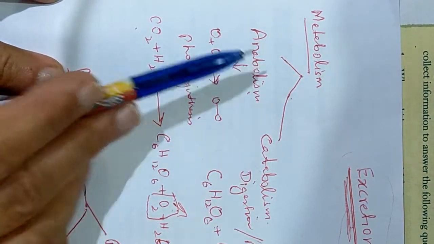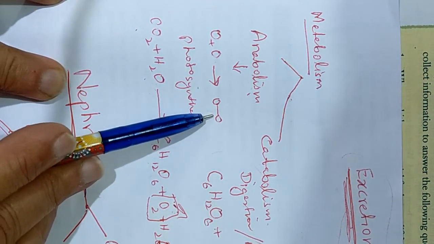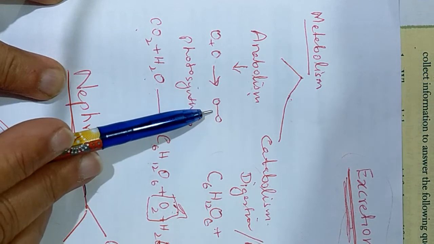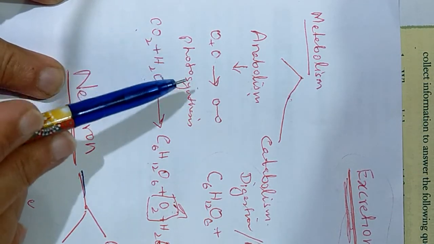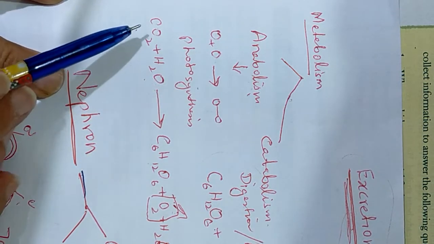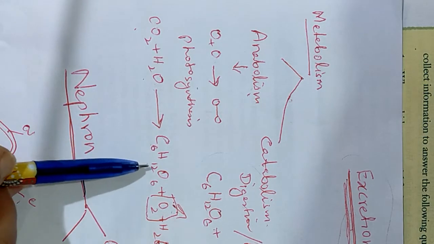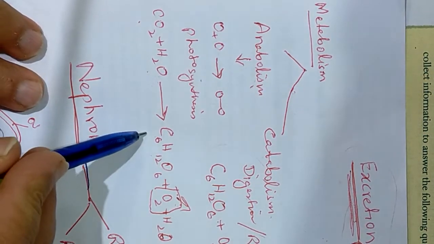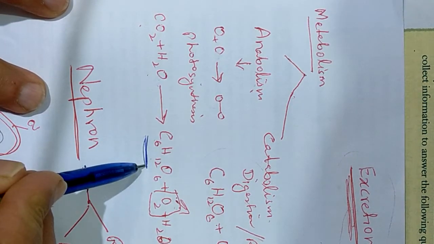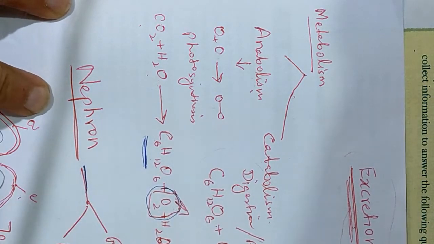Anabolic activities are where simple molecules combine and make large molecules, or synthesis takes place. For example, photosynthesis is a metabolic activity. In photosynthesis, carbon dioxide combines with water and glucose is formed. Glucose is a larger molecule. And during this process, oxygen is formed as a byproduct, and water is also formed.